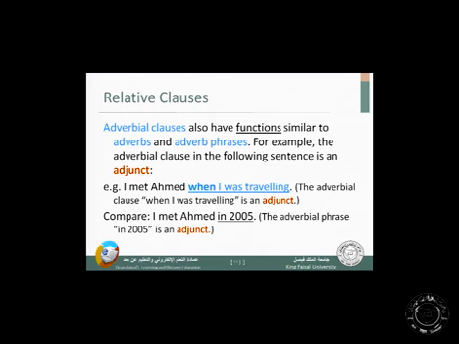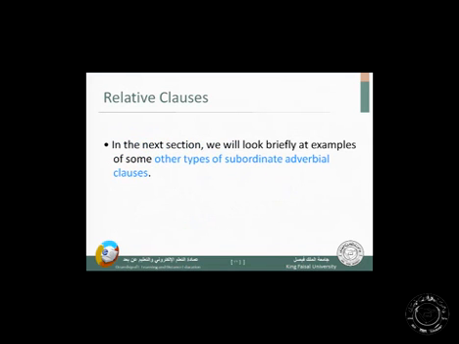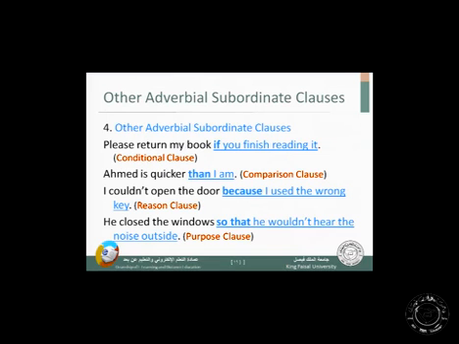So clauses can also have functions similar to phrases that we discussed previously. Compare here: I met Ahmed in 2005. This is an adverbial phrase, and it is an adjunct, as we mentioned previously. Now we move on to the last section, which is looking at some brief examples of other types of subordinate adverbial clauses. Here we will see just a few examples. We will not go too much into detail, just so you can get an idea about other different subordinate clauses.